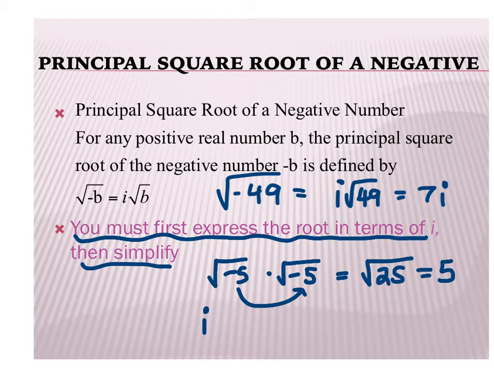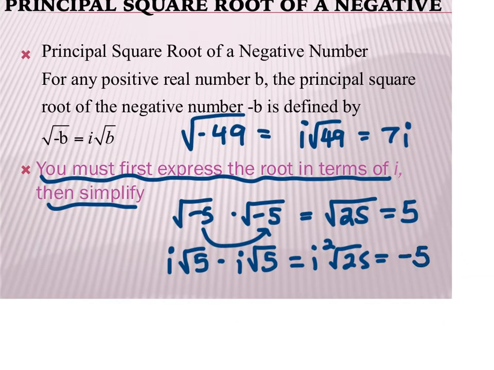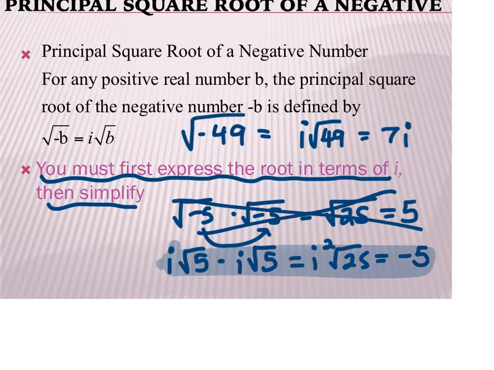I need to take the i out of both of these before I multiply. So I'd get i squared, and then square root of 5 times square root of 5 is that square root of 25. And this becomes negative 1 times 5, which is negative 5. So this is the correct answer, okay? Not this. You need to make sure that when you're looking at something that has a square root with a negative, that you take the i out first.